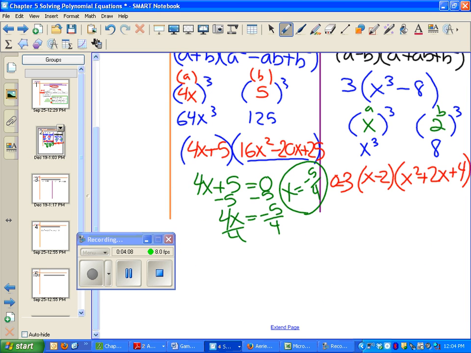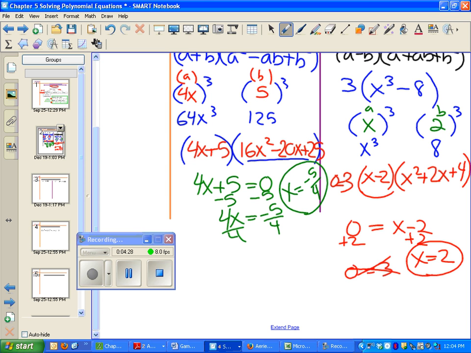Okay, so this is going to be my real number solution. So I have 0 equals x minus 2. If I set 0 equals 3, 0 will never equal 3, so I throw that one away. But up here, I add 2 to both sides, and my real number solution is x equals 2. Okay.